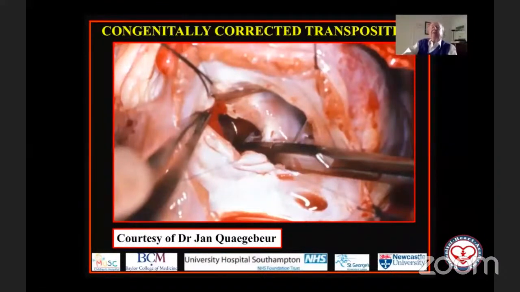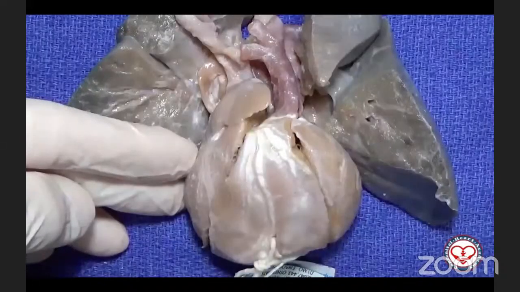And my very good friend Jan Quaegebeur, who started his career as a cardiac surgeon in the Netherlands, finished it for many years working at Columbia University in New York, took advantage of this fact, as you see here, and when he was closing the ventricular septal defect, as they used to do in congenitally corrected transposition, he would place his sutures through the ventricular septal defect, place them from the morphologically right ventricular side, and so avoid the conduction system.